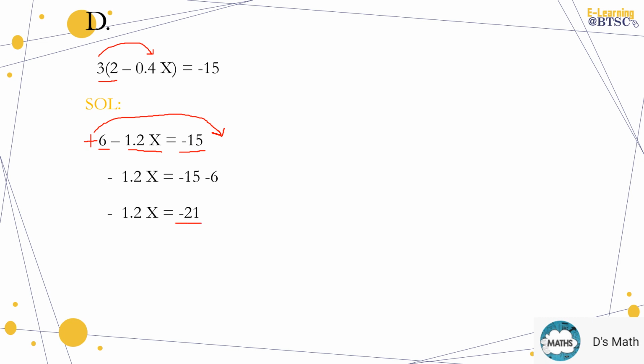Now we know that we want the value of x, so we will shift the coefficient to the other side. Minus 1.2 is getting multiplied over here. When it is shifted to the other side, it will be divided. So we will divide minus 21 by minus 1.2. Now this negative sign will be cancelled with the negative sign and you have to divide 21 by 1.2. You have the answer 17.5. So that's how you can solve all the equations.